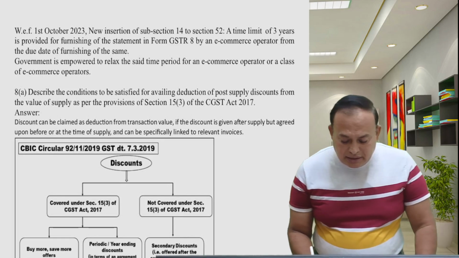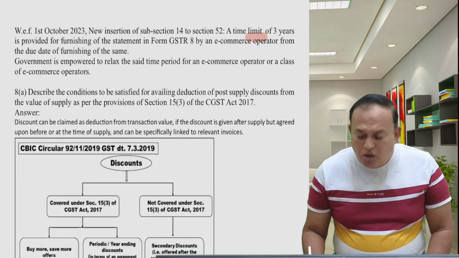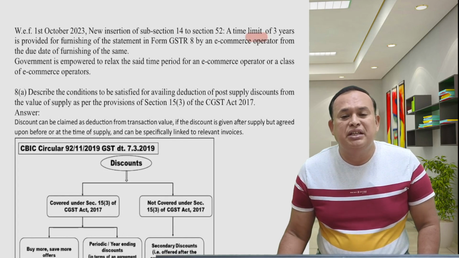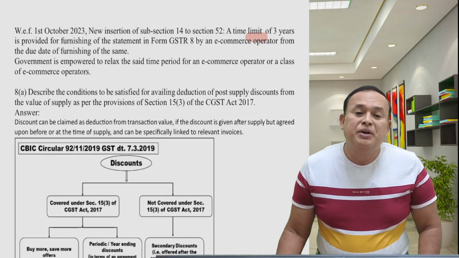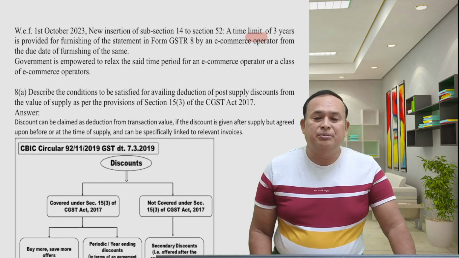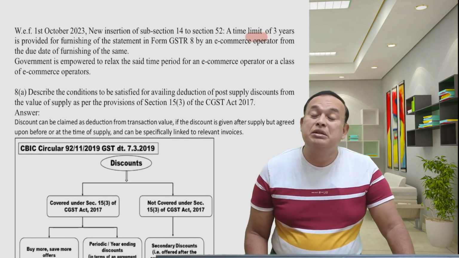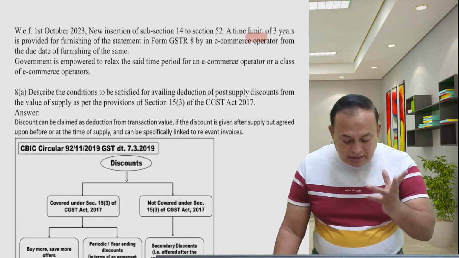This is what I said here. Since a time limit of 3 years is provided for furnishing the statement in the form GSTR 8 by the e-commerce operator from the due date of furnishing the same. So these are the points one can answer for the given theoretical question, which is a practical question, my dear friends. Practical theory.